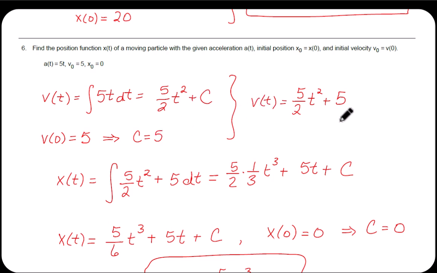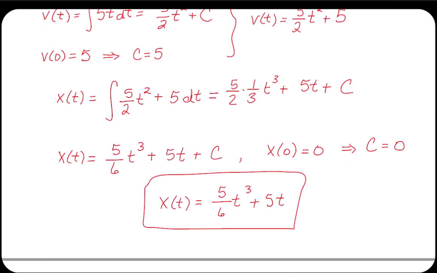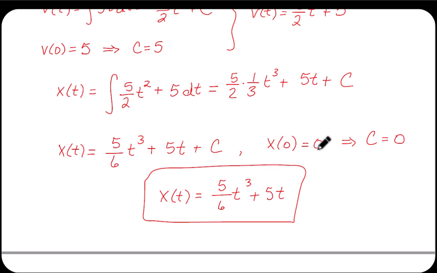Now that I've got velocity, I integrate that to get position. Integrate t squared, I get a 1/3 t cubed, so a 5/6 t cubed. Integrate the constant 5, I get 5t plus c. But at time 0, position is 0. So that would give me 0, 0, which says c must be 0. So my position as a function of time is given there in the box.